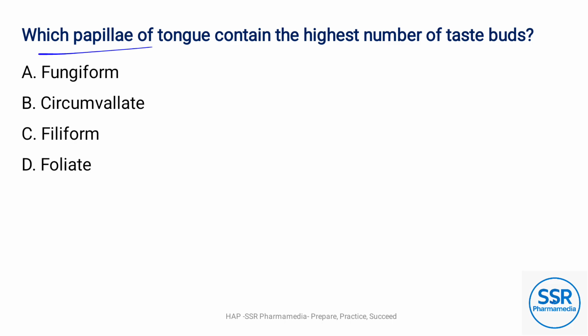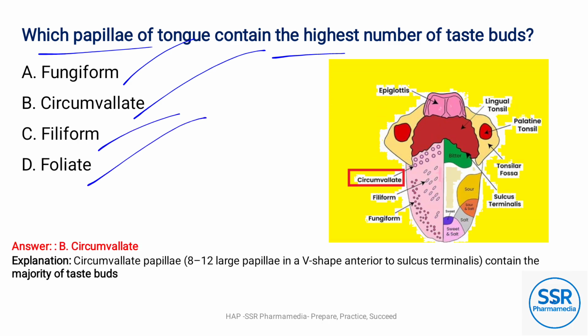Which papillae of tongue contain the highest number of taste buds? Option A, fungiform. Option B, circumvallate. Option C, filiform. Option D, foliate. So the answer is option B, circumvallate.